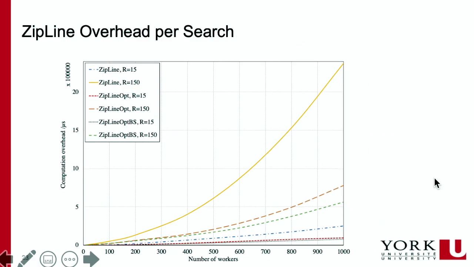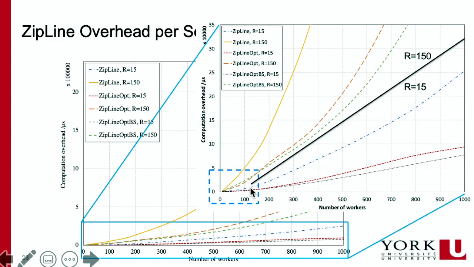We also want to address that when the number of workers is less than 150, ZipLineOpt is doing better than ZipLineOptBS. ZipLineOptBS is the orange color, and ZipLineOpt is the green color. That is because ZipLineOptBS uses the matrix for information retrieval, which costs extra time. However, when the number of workers increases, that also means the number of data points increases, and the information retrieval cost can be amortized over many operations.